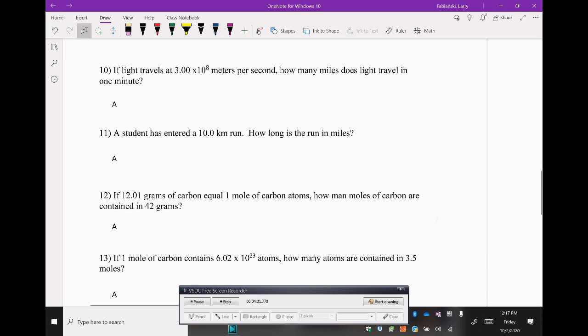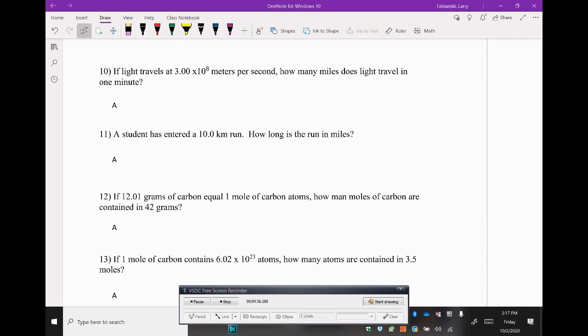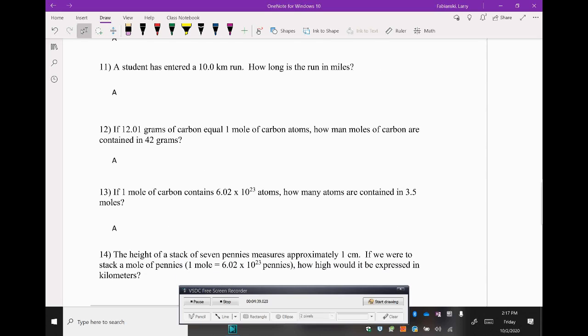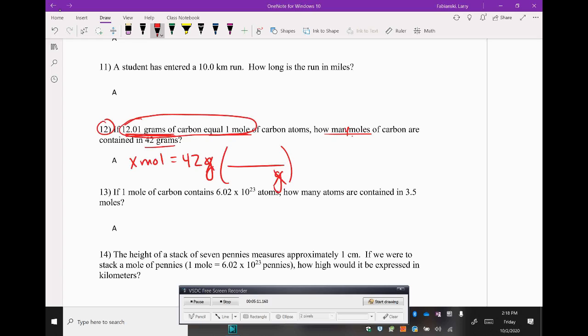Let's keep going. Let's take a look now at number 12. If 12.01 grams of carbon equal 1 mole, that is an equality. We're going to use that as a conversion factor. How many moles of carbon are in 42 grams? So this is our problem. What do we want? We want X moles of carbon equals 42 grams. Now, in order to cancel, grams have to go on the bottom. And we know from this conversion factor right here that 12.01 grams is equal to 1 mole.